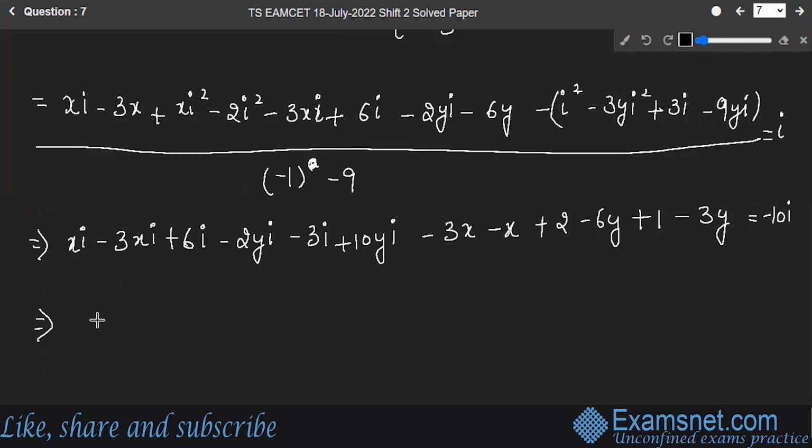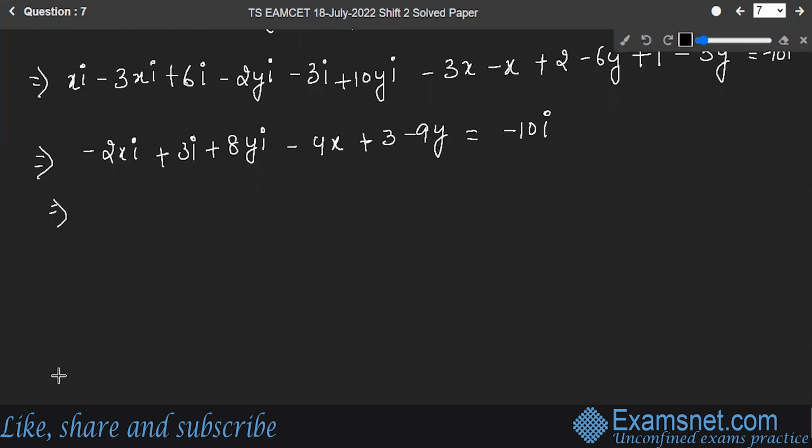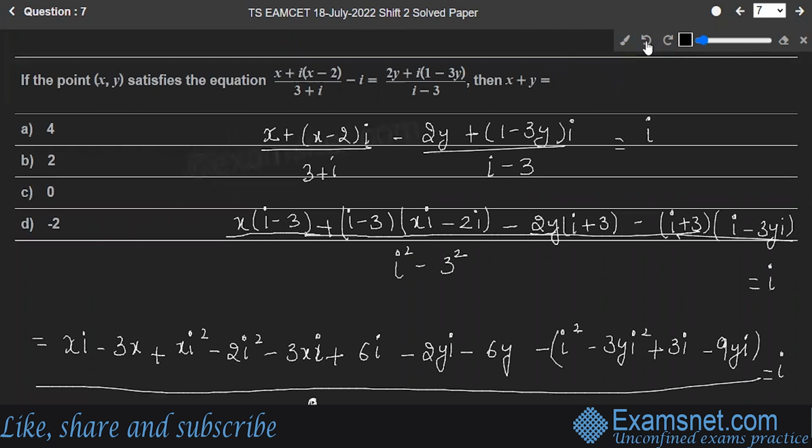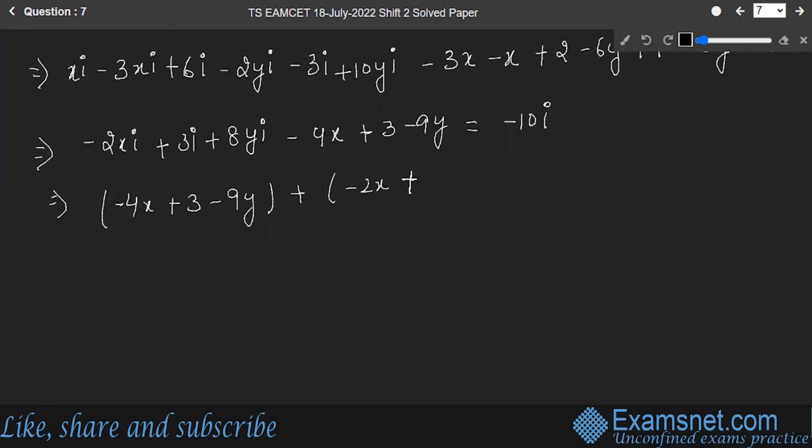Okay. Now, this will be minus 2x iota plus 3 iota plus 8y iota minus 4x plus 3 minus 9y is equal to minus 10 iota. So let's separate the real and the imaginary parts now. So this will be minus 4x plus 3 minus 9y plus minus 2x iota. Iota I will not write now. Okay, minus 2x plus 3 plus 8y. I'll write iota here is equal to minus 10 iota.